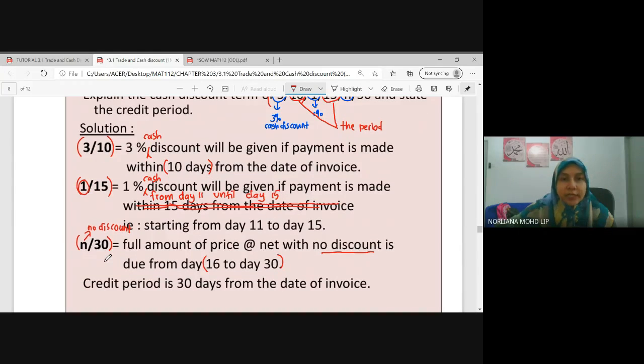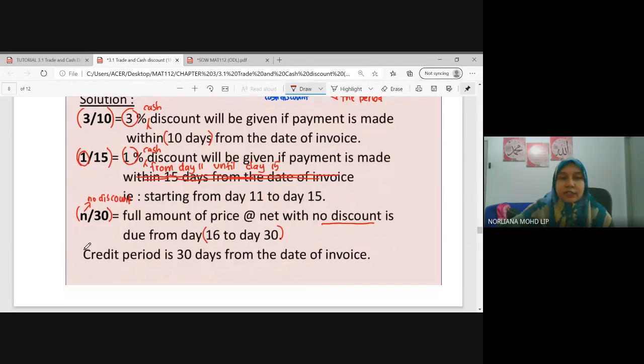So maksudnya kat sini, awak bayar lagi awal, lagi tinggi discount. Bayar dalam masa 10 hari dapat 3%. Kalau bayar lewat sikit, hari ke-11 sampai hari ke-15, 1%. Hari ke-16 sampai hari ke-30 tak ada discount. So the credit period is 30 days from the date of invoice. Itu full term dia, 30 hari.